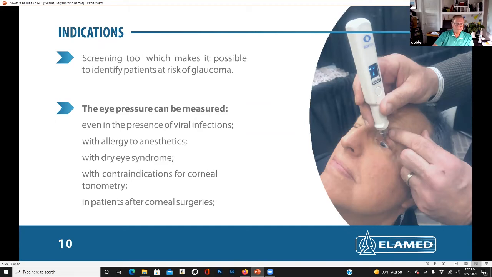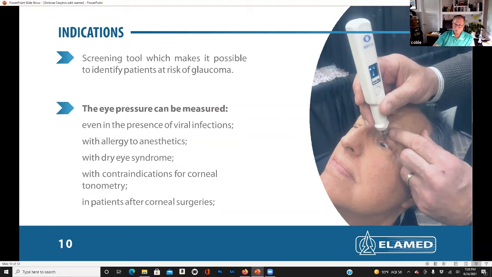And I would disinfect the end. You can disinfect it with just normal disinfectant, or we use alcohol pads, and that works well so far. You don't have to worry about patients with anesthetic. Dry eyes, we know that dry eyes can cause problems with certain readings. So that works out real well.